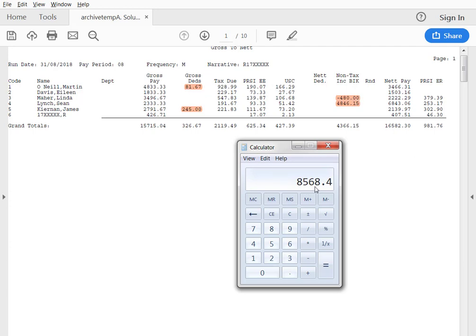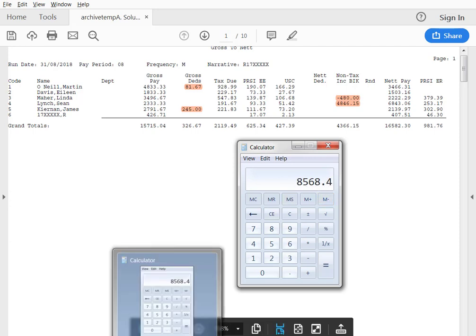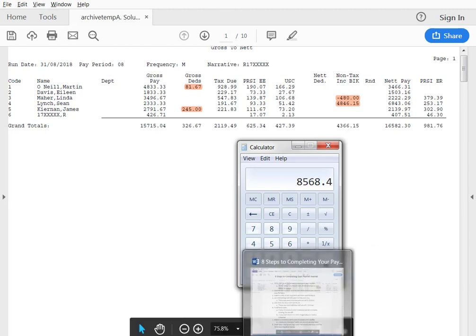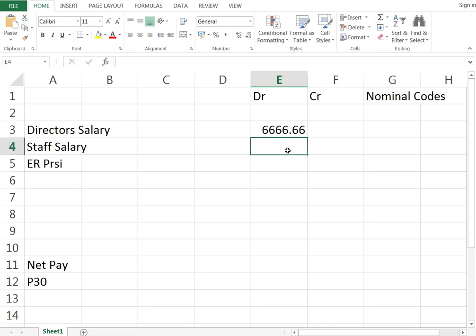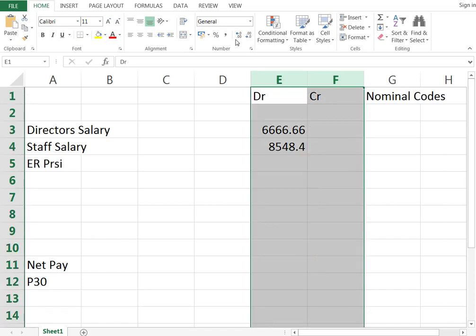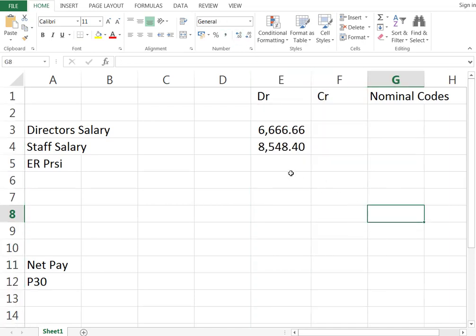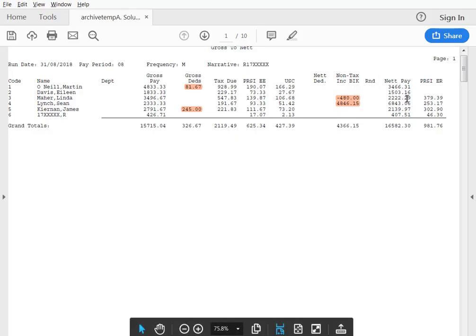So 8568.4 is what I'm going to put into my staff salaries. Okay, and there, 8568.4. So that's my staff salaries. Next is the employer's PRSI. Employer's PRSI coming straight off the bat here, 981.76.